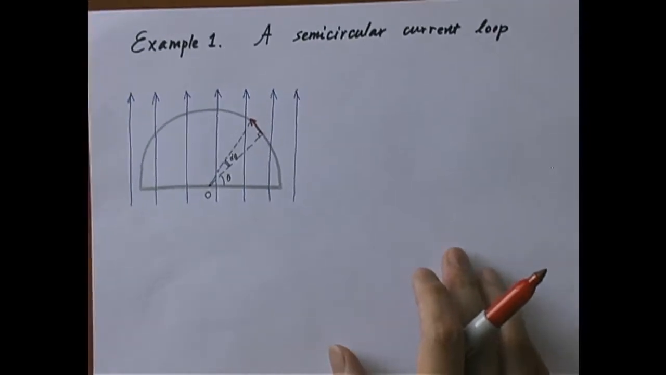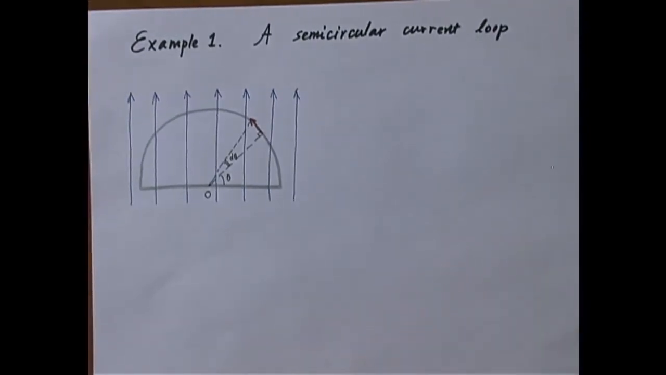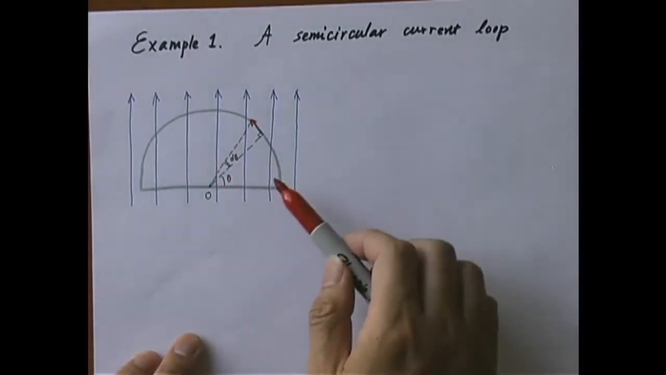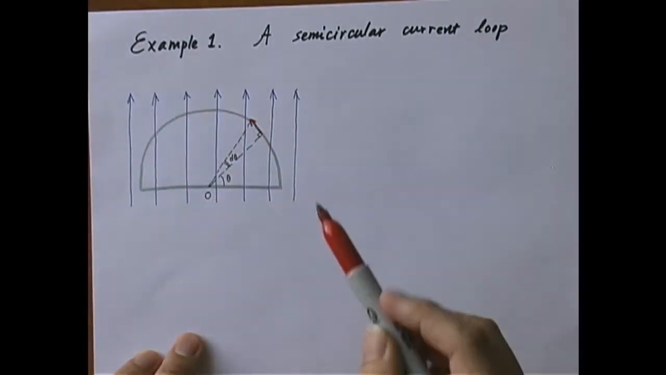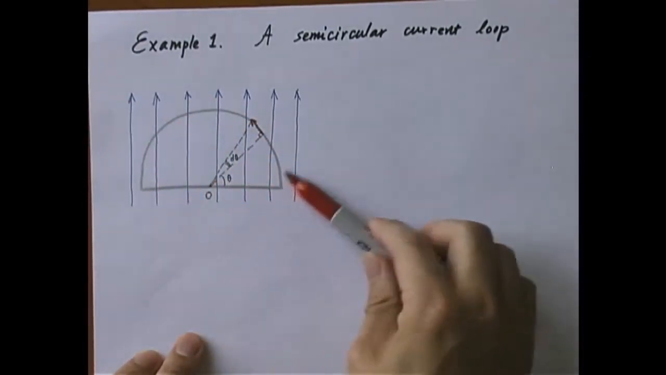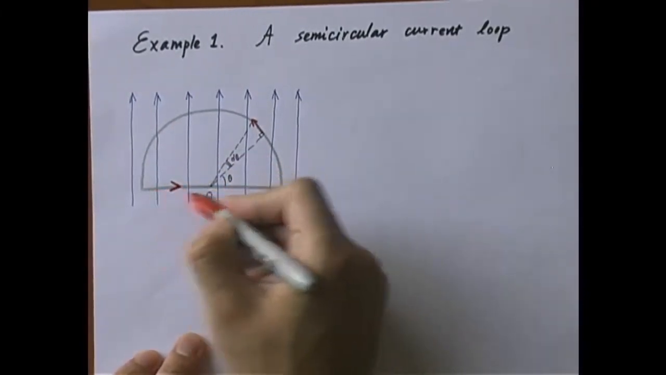So example 1, okay, we're looking at a semicircular current loop. As an exercise, we want to figure out what is the magnetic force on the semicircular part of this current loop. Assume the current flows counterclockwise. Okay, so the current flows like this.